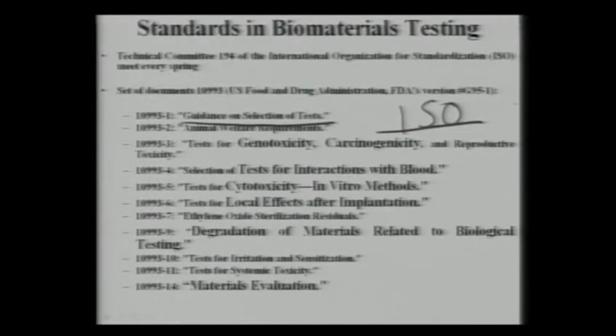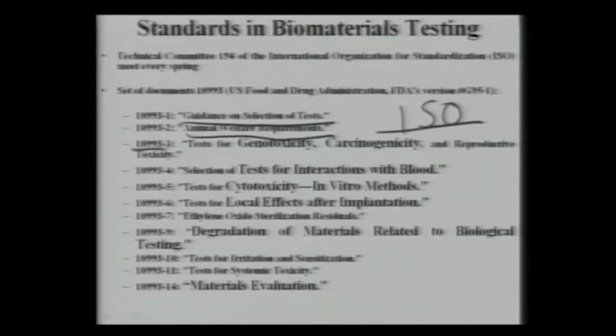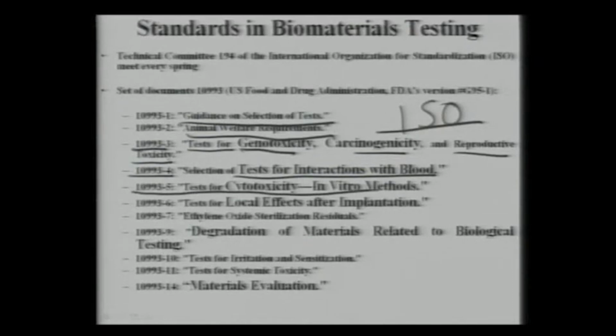ISO 10993-1 will tell you that you have to do tests from A to D, or for example A to G. Then the second one is the animal welfare requirements. Suppose you put this material inside a particular animal or human being, what are the animal welfare requirements that you must know. Those are mentioned in 10993-2. Now 10993-3 covers genotoxicity, carcinogenicity and reproductive toxicity, which is important. Those test guidelines are mentioned. 10993-4 is the test for interaction with blood, the blood compatibility test. 10993-5 is the test for cytotoxicity, using in vitro methods.